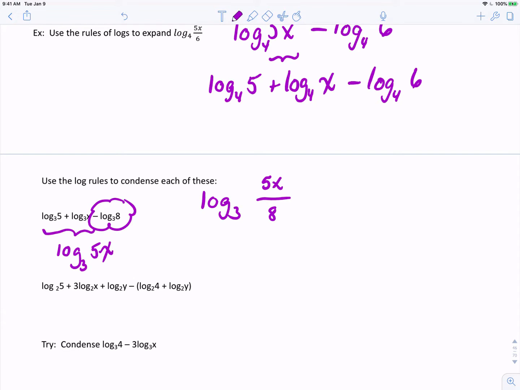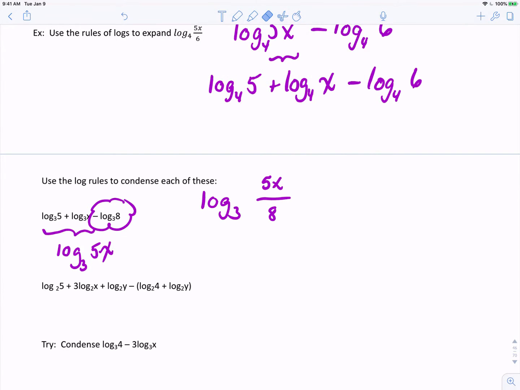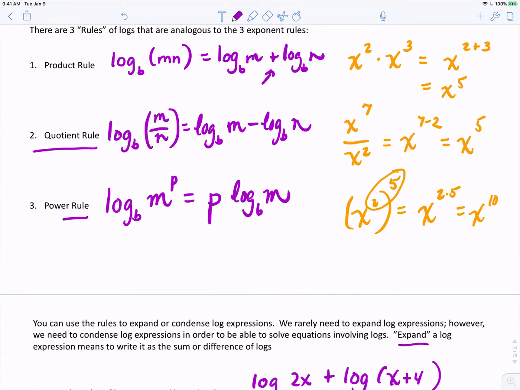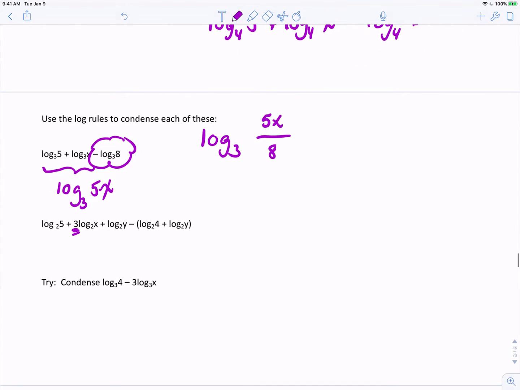We'll try another one. Well, I was about to multiply those together, but there's something we need to do first. See how this one has a number in front? Now, back up here, when we look at the power rule, when we have a number in front, that's the same as the power. So the first thing we're going to do on this one is to rewrite this as a power.